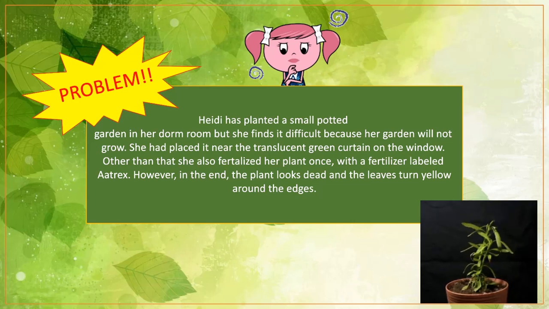This case study is based on Hidi's problem, where she has planted a small pot garden in her dorm room, but she finds it difficult because her garden will not grow. She had placed it near the translucent green curtain on the window. Other than that, she also fertilized her plant once with a fertilizer labeled Atrax. However, in the end, the plant looks dead and the leaves turn yellow around the edges.